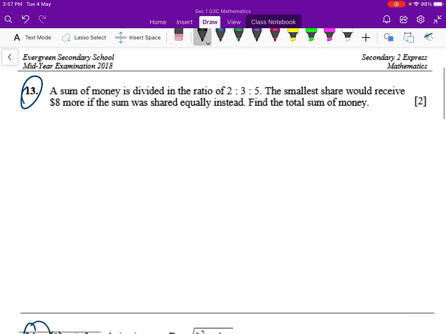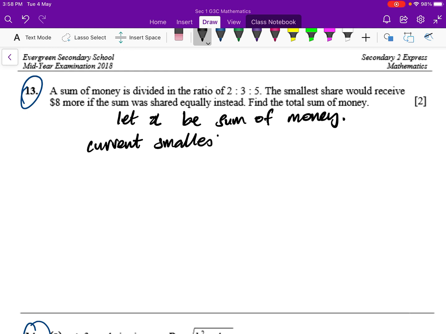Okay, now the next one, the sum of money is divided. Find the smallest share. The smallest share will receive $8 more if the sum was shared equally instead, and find the total sum of the money. There are many different ways of doing it. I would choose to let x be the sum of money. Right now the current smallest share is 2 units out of 10 units times x, which is 1 over 5 x. This is the current smallest share.